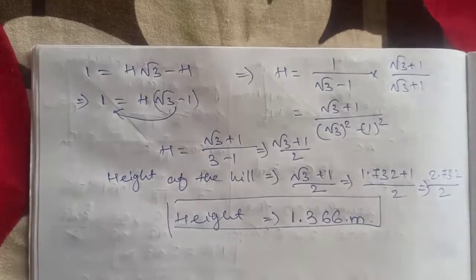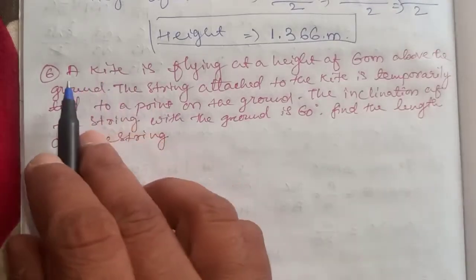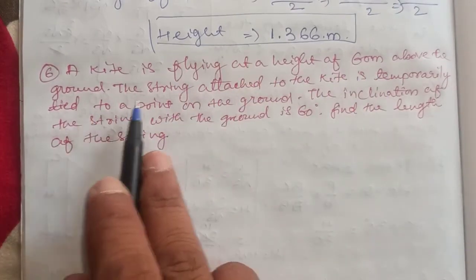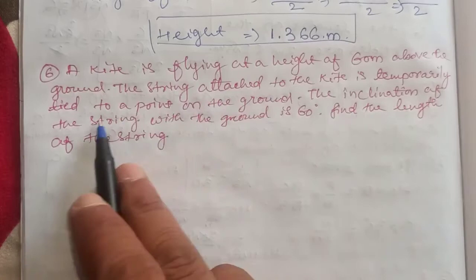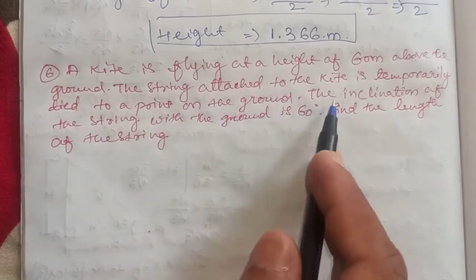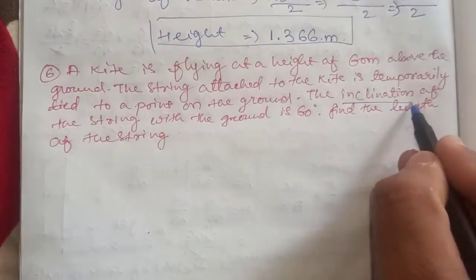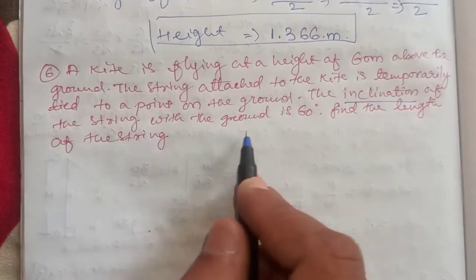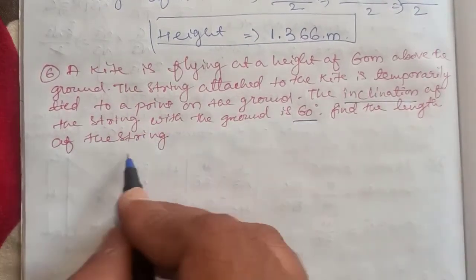Okay, next, question number 6. In question number 6 it is given that a kite is flying at a height of 60 meter above the ground. The string attached to the kite is temporarily tied to a point on the ground. The inclination, that means the angle made by the string with the ground, is 60 degree. Find the length of the string.